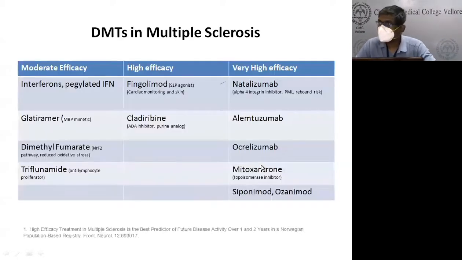Yes, sir. So where do you put rituximab in this table? Rituximab is purely off-label, sir. In indirect head-to-head comparison, it's actually as good as ocrelizumab. So it qualifies as a high efficacy or very high efficacy treatment, sir. But because of probably other issues, it has not got approved, while all the molecules which came after rituximab have got approved.